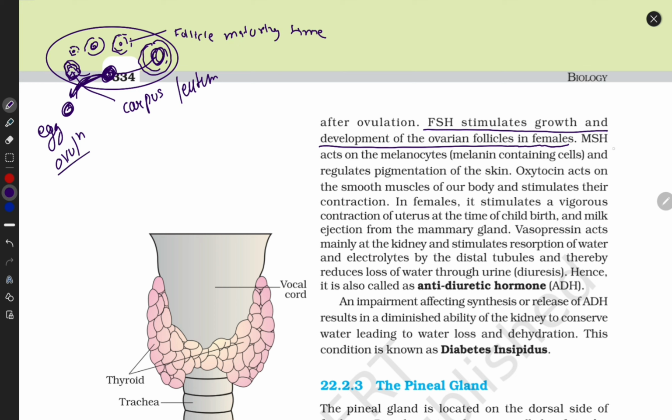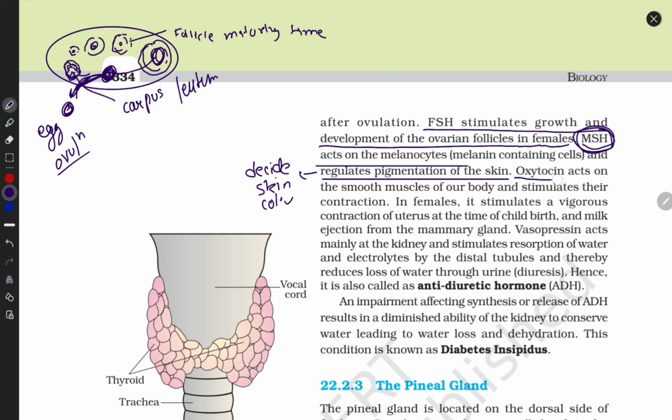Now the next hormone is MSH, melanocyte stimulating hormone. It acts on melanocytes and regulates pigmentation of skin. Melanocytes decide skin color. This is true. Decide what? Skin color. Very true.